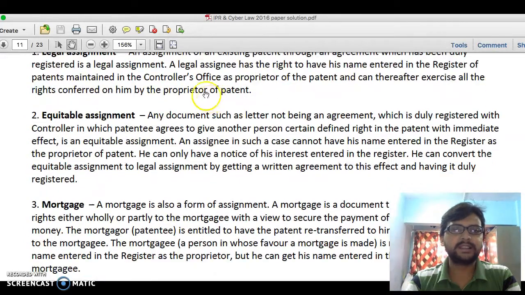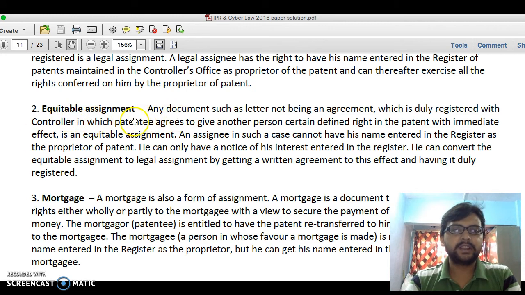In equitable, we don't need to register the name of the person to whom I'm going to assign my patent. So the controller office does not mention the name of the person to whom I have assigned my patent. That's it. Equitable is any document, such as a letter, not being an agreement duly registered with the controller, in which the patentee agrees to give another person certain defined rights. So some rights I assign to another person, but the difference is that the controller office does not mention their name.